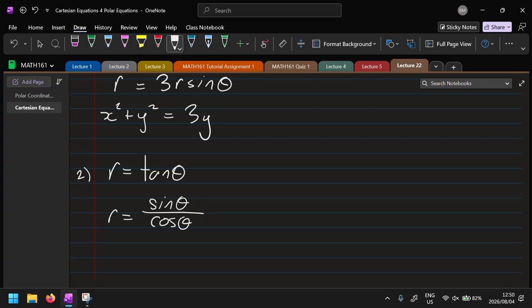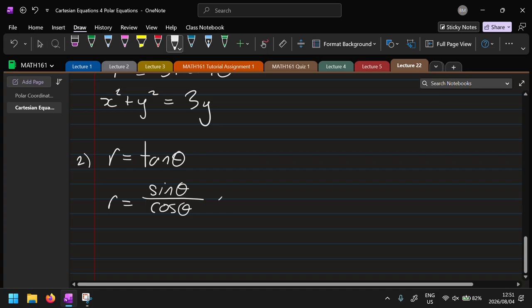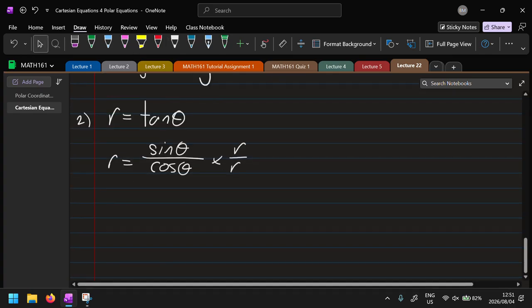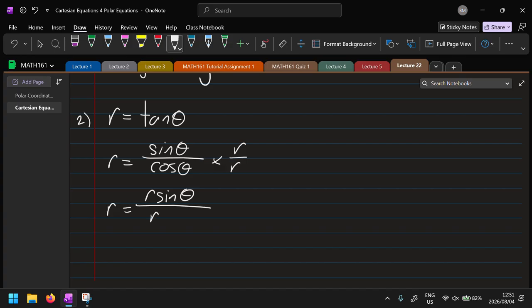The r is missing. But that's fine. If we multiply the top and the bottom by r, we're not doing anything to the equation, but the top becomes r sine theta, the bottom becomes r cos theta, which is what we want. So we're going to multiply by r over r, which is just multiplying by 1, so we haven't changed anything. So we have r is r sine theta over r cos theta.